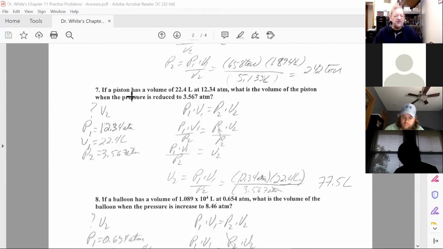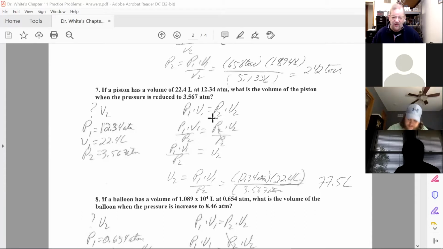Now, if a piston has a volume of 22.4 liters, that's the initial volume, V1, at a pressure of 12.34 atmospheres. It doesn't say pressure, but you should know atm is a pressure unit. So that's P1, the initial pressure. What's the volume, V2, when the pressure is reduced to 3.567 atmospheres? That's P2. So what are we trying to do? Well, it's only pressure and volume, so use Boyle's law, P1 times V1 equals P2 times V2.